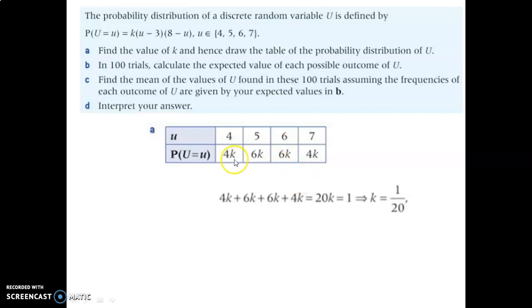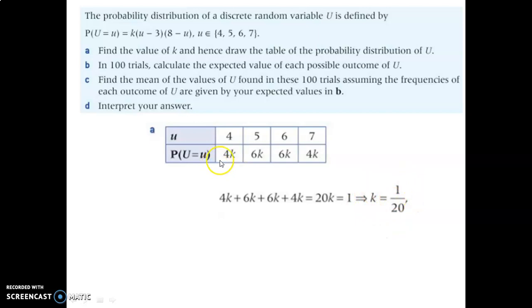Okay, as you may remember, if these are all the possible possibilities and these are the probabilities, then these 4 probabilities for all the possibilities must add up to 1. So you set those equal to 1. See how we added those up? They make 20k, set it equal to 1, and then you solve by dividing by 20 and you get that k is equal to 1 over 20. So that idea of these adding to 1 is important here. So now we know that.